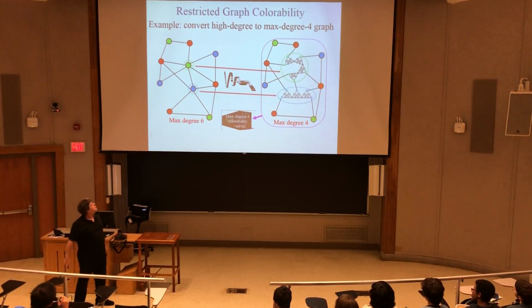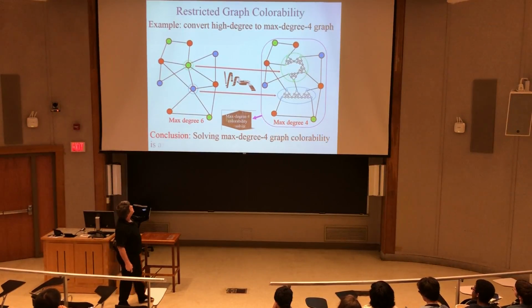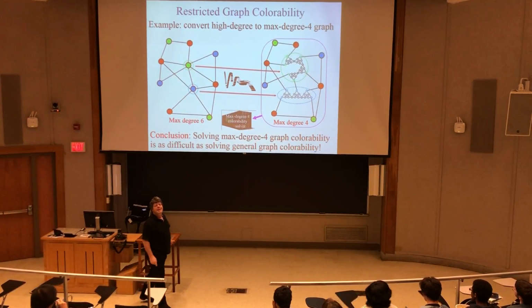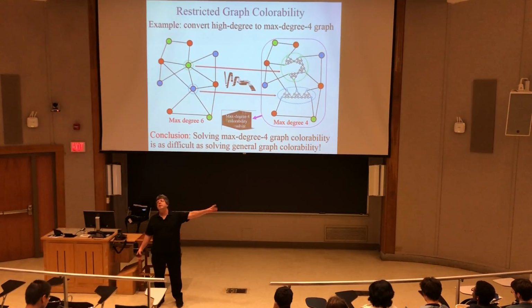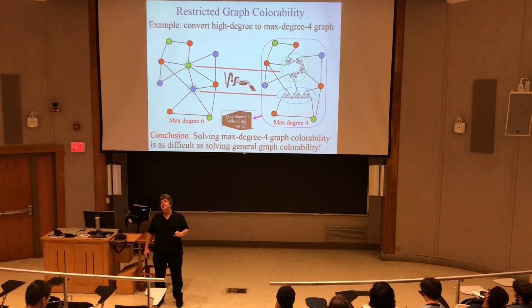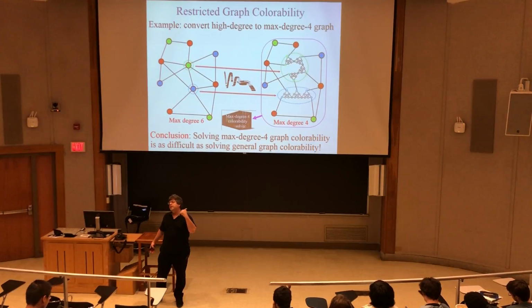And that's pretty much the proof. Right? So solving max degree 4 graph colorability is as hard as solving any colorability, which means it's NP-complete. We reduce all of NP to a max degree 4 colorability instance. So what's the complete reduction of all of NP to max degree 4 colorability?